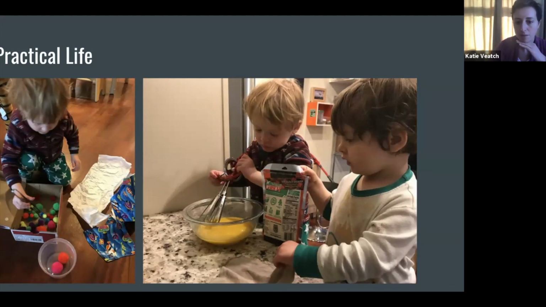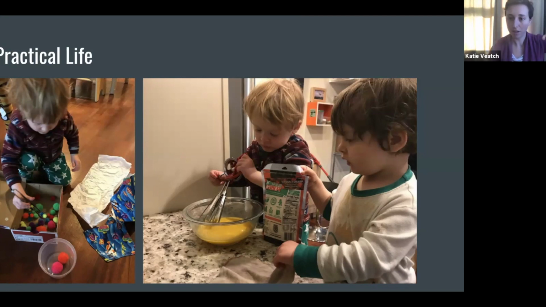And then we have a whisk over here and we're making something, I don't know, it looks like an omelet maybe with Kaden and Zyler. So more kitchen work. And tools, you notice it's not a plug-in blender, right? So we're not talking about anything that they don't know how it works. In Montessori, we always want to know how it works.